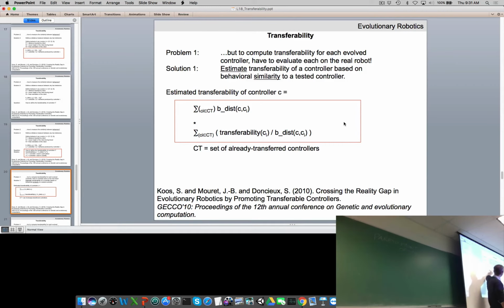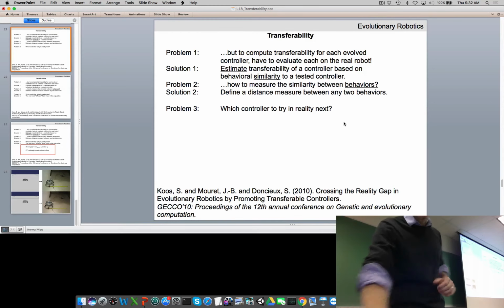This term in front, you can see, is also summing over CT, but now the distance is in the numerator. Over here, it's in the denominator. So this is just normalizing this whole thing. So this isn't really too important. This is just a normalization term. Right? So if there's a bunch of CIs close to C, we're sort of looking at all those close CIs, and however transferable they were on average, that's our prediction for C's transferability. Right? We're discounting transferabilities of controllers that are far from C. Make sense? Okay.